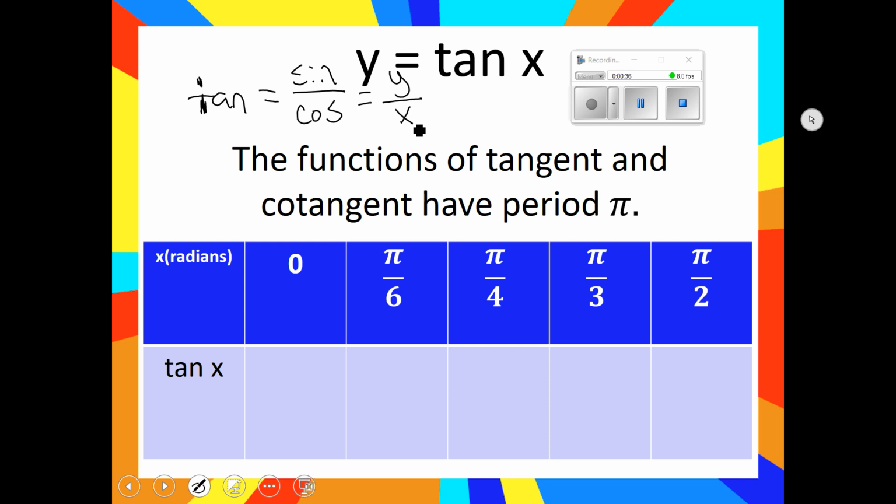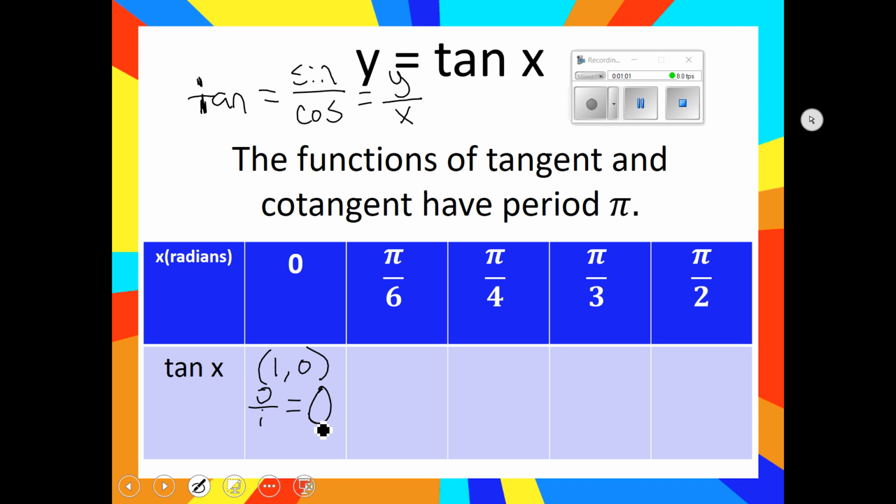So if you go to 0 on your unit circle, what's the coordinate point? First of all, it's 0. The coordinate point is 1, 0. So if you divide the y, which is 0, divided by 1, what will it equal? 0. Okay, and that's how we're working this out.